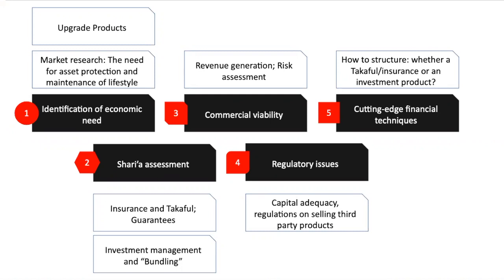Number 3, commercial viability. That would go to the business development or new product development team, and they would look into what the effect of this would be on revenue generation, what kind of risk we would be accumulating, and what kind of risk mitigation processes would be there. That is what happens in the new business department, along with risk, legal, and other guys. Regulatory issues, of course, capital adequacy, regulations on selling third party products, all those things would be looked into by compliance and legal, and probably the risk department as well. Cutting edge financial techniques, how to structure, whether it's a takaful insurance or an investment product, all these things are discussed by different departments. Any department which is looking for a new product would come up with a concept note. This would be shared with the Sharia department, then the risk and compliance guys, legal guys, and of course the technology guys.